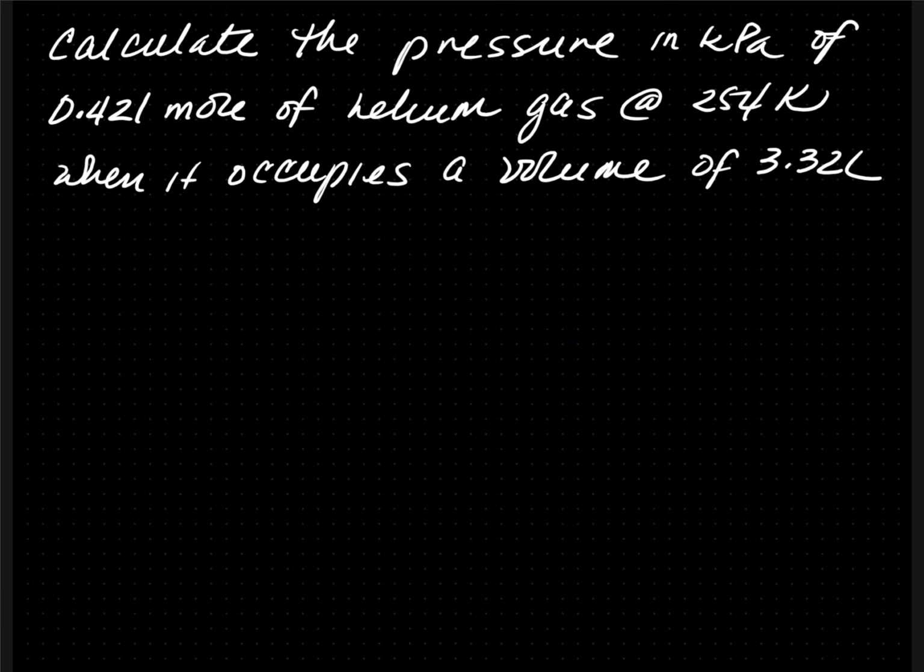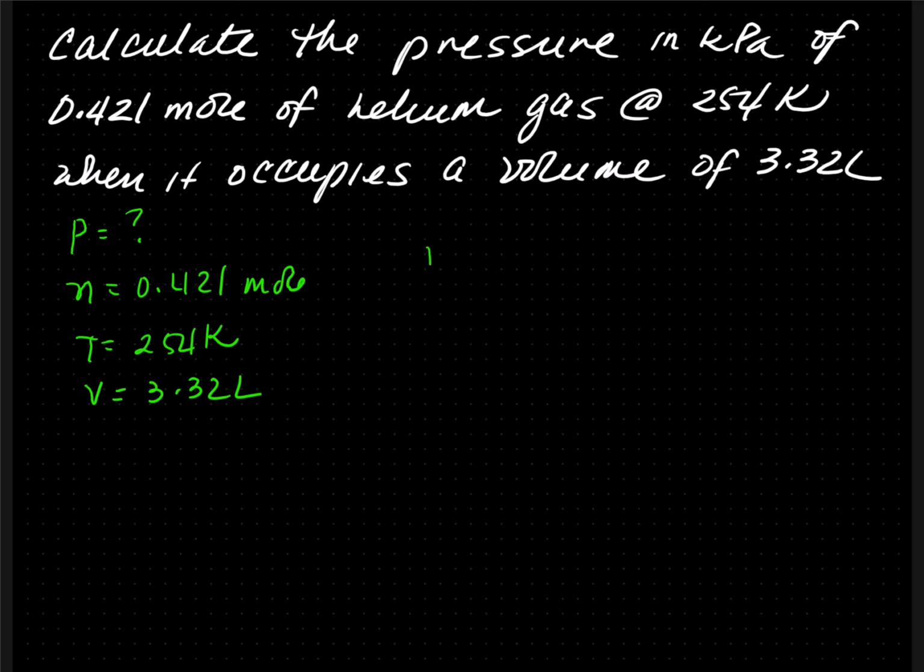Calculate the pressure in kPa of 0.421 moles of helium gas at 254 Kelvin when it occupies a volume of 3.32 liters. So we're going to identify, we're solving for pressure, P. We have the number of moles, n, given as 0.421 moles. 254 Kelvin is the temperature. And the volume is 3.32 liters.